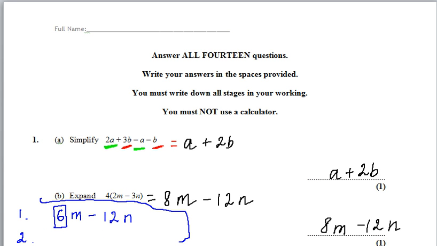And the second common mistake would be when people multiply 4 by 2m correctly, 8m, and then forget about the second term. So negative 3n wasn't actually multiplied by 4. Don't make these two mistakes, alright? Never ever. Okay, now let's move to the next question.